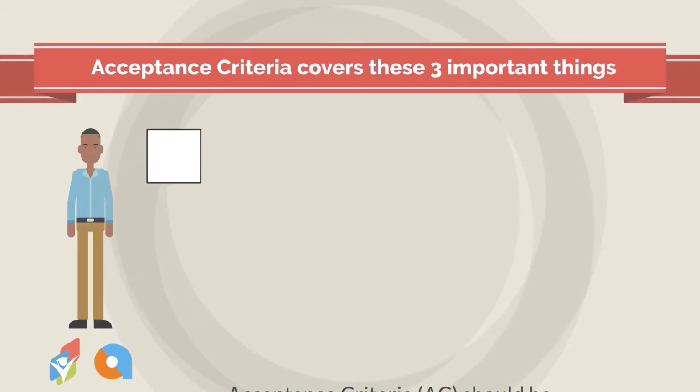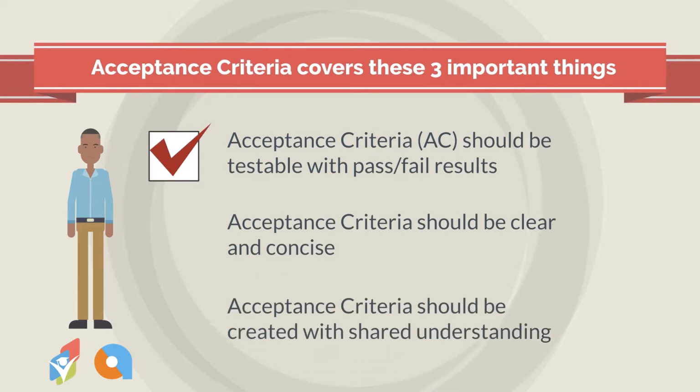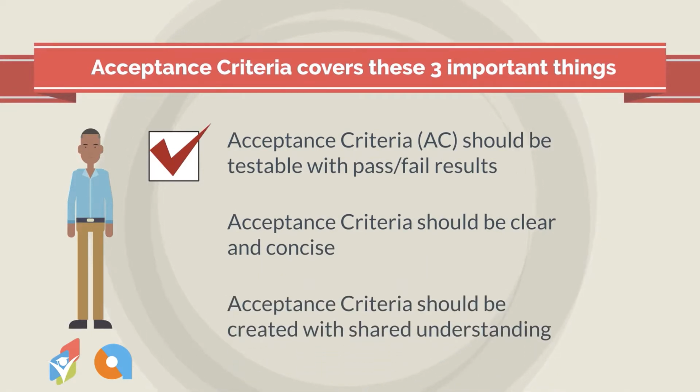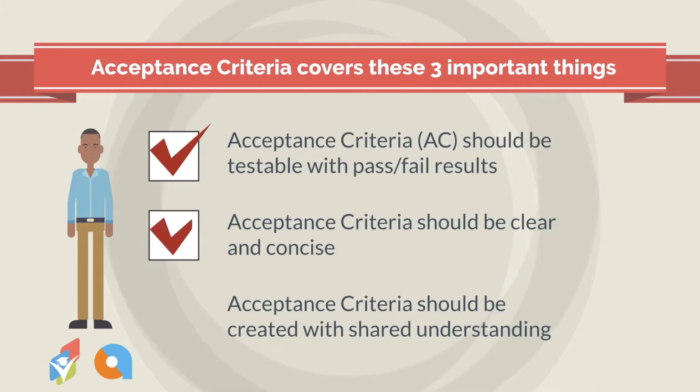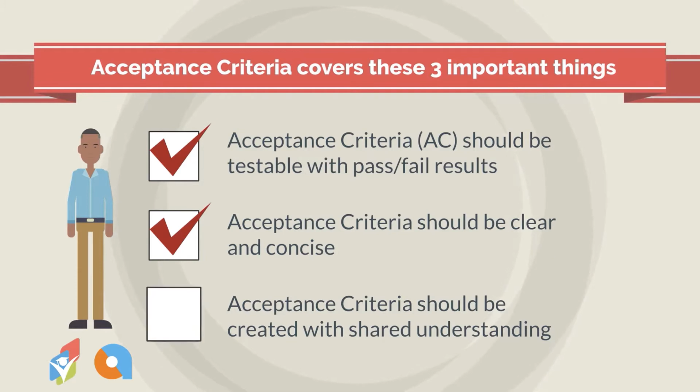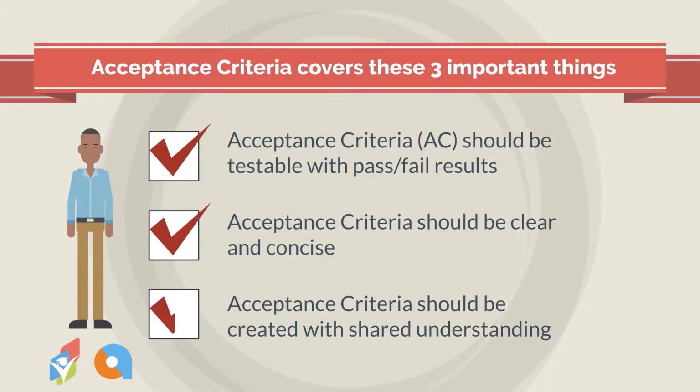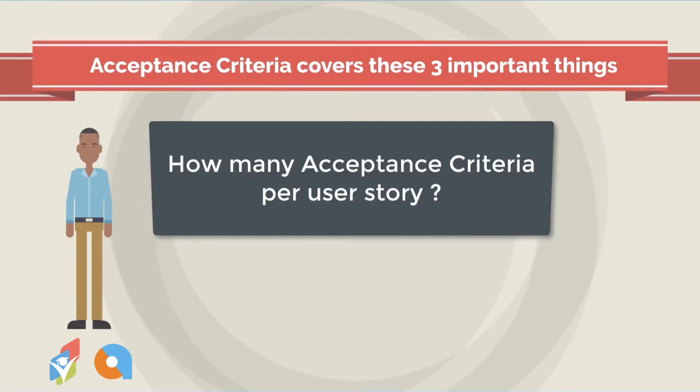Lastly, you want to remember these 3 things. Acceptance criteria should be testable with clearly defined pass-fail results. The acceptance criteria should be clear and concise. Developers should be able to understand it. No poetic language or philosophical statements, just to avoid any confusions. And acceptance criteria is established with shared understanding between the team and the product owner.